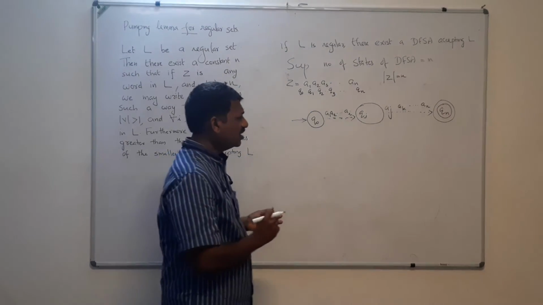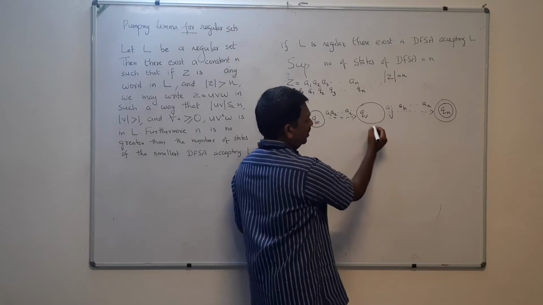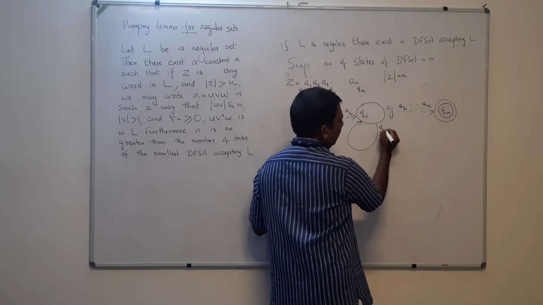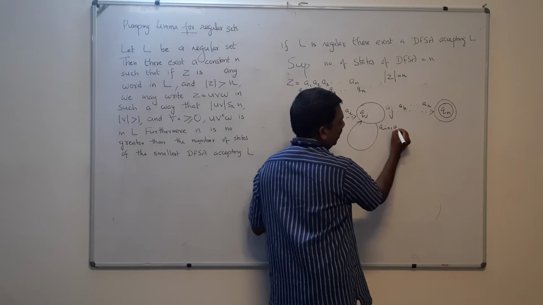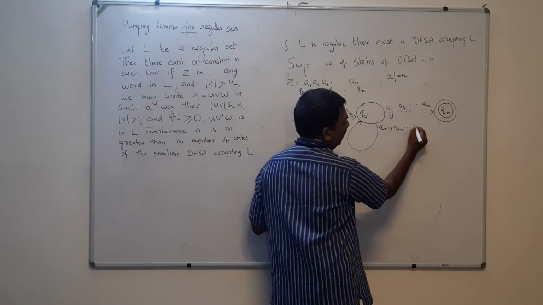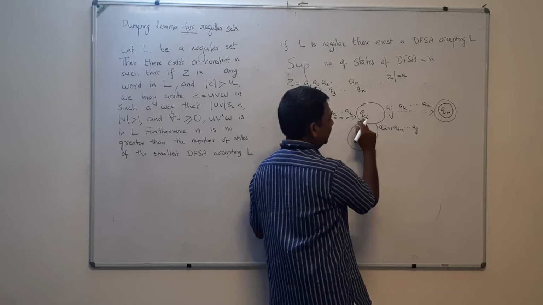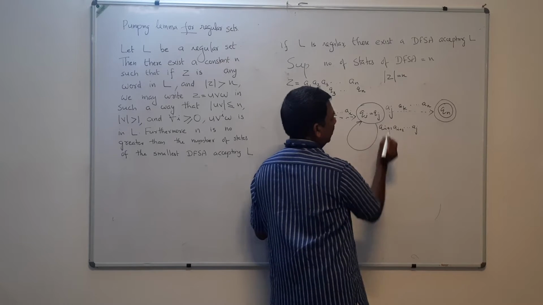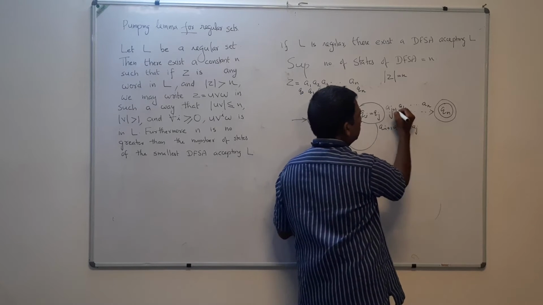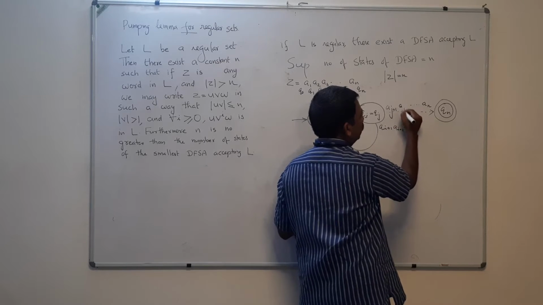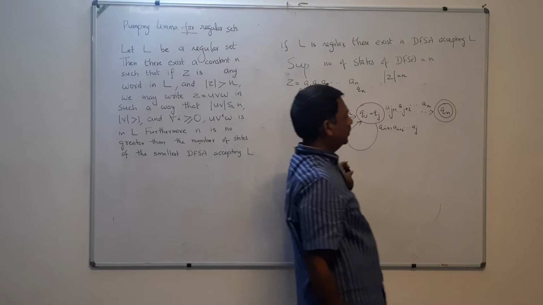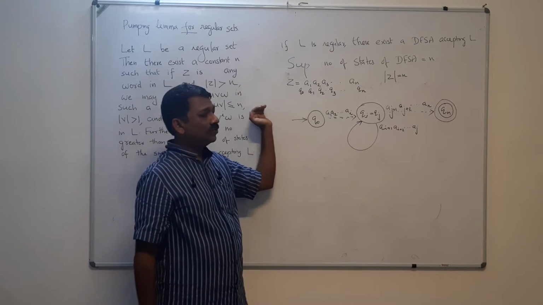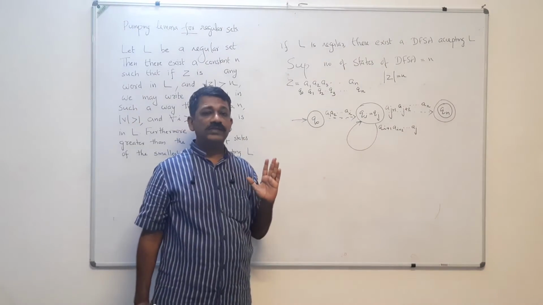That means, see here, you can write it as a_{i+1}, a_{i+2} up to a_j. It is repeating. That means some state q_i is equal to q_j. And after that, a_{j+1}, a_{j+2}, etc. up to a_n. That means here, see, once again you have to be very careful about this.